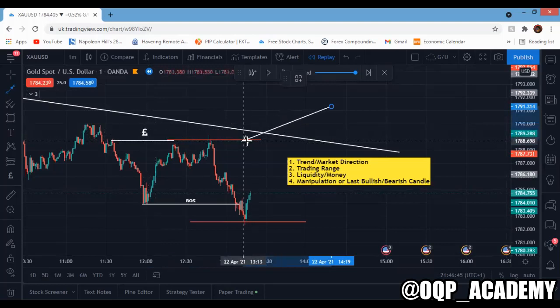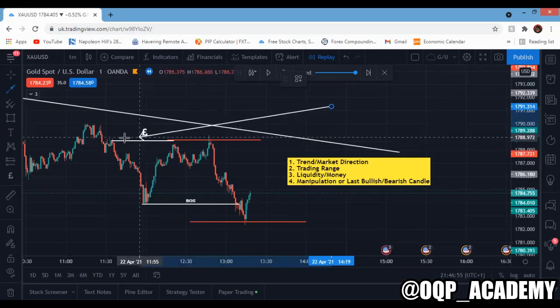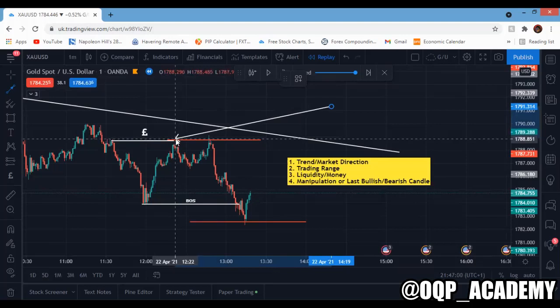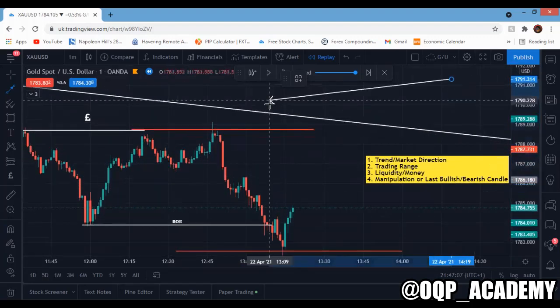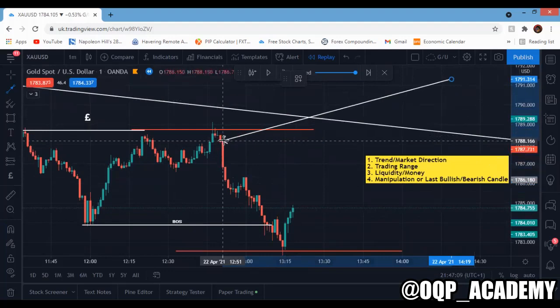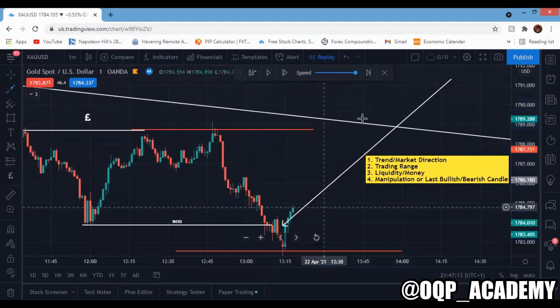After we do that, at step number 4, we see where the manipulation was. So the manipulation really and truly is the banks driving price up, taking out retail traders' stop losses who were selling for double bottoms, right? This is what we'd have to identify next. So in this situation, it's a beautiful bullish candle that then has price come all the way down, breaking structure.